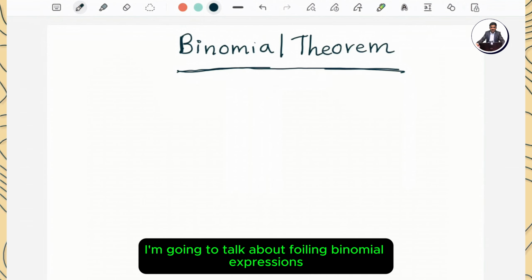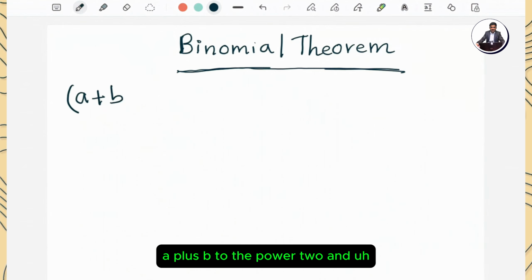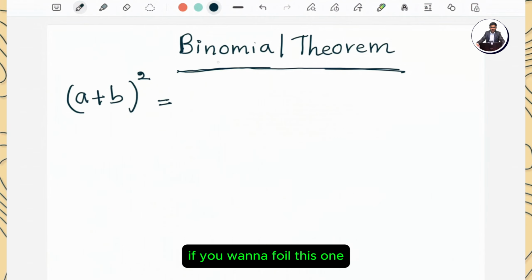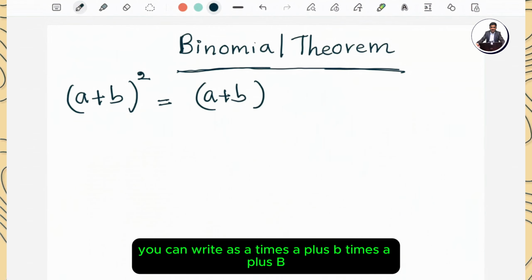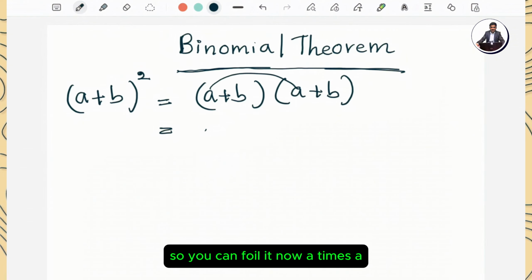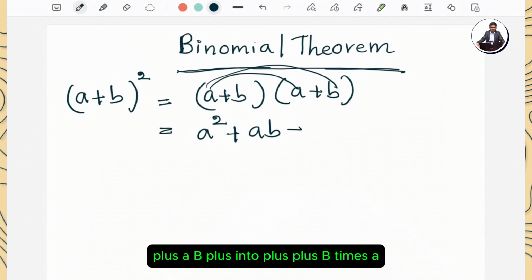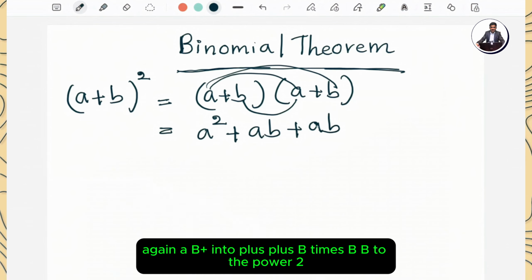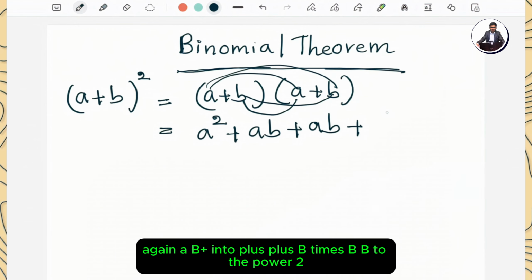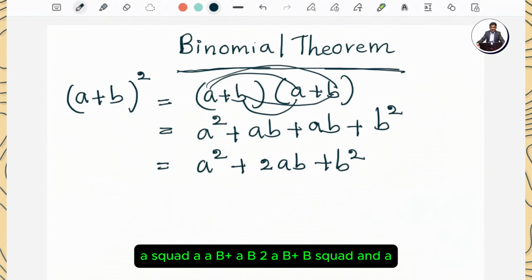In this session, I'm going to talk about foiling binomial expressions using Pascal's triangle. Look at this example below: (a + b) to the power 2. If you want to foil this, you can write it as (a + b) times (a + b). Now you can foil it: a times a is a squared, plus a times b is ab, plus b times a, again ab, plus b times b, b to the power 2. So a squared plus ab plus ab, 2ab, plus b squared.